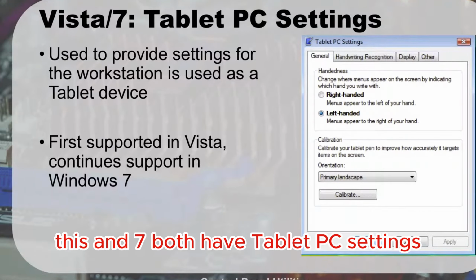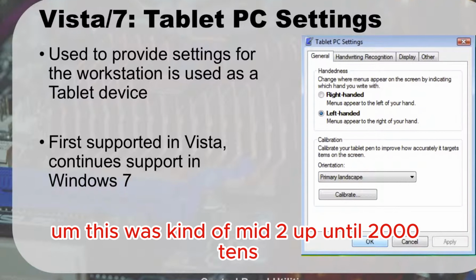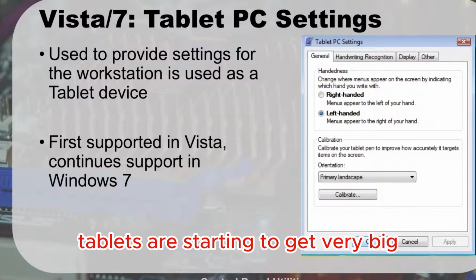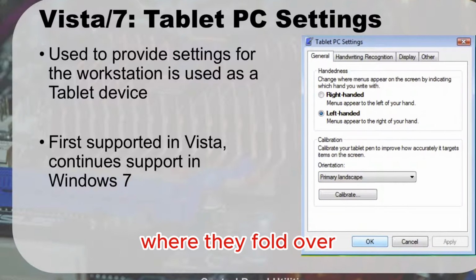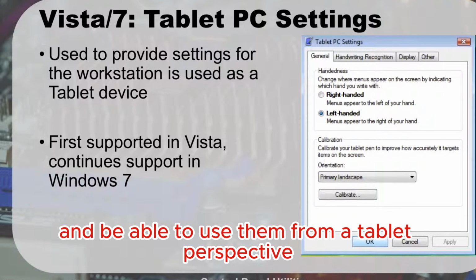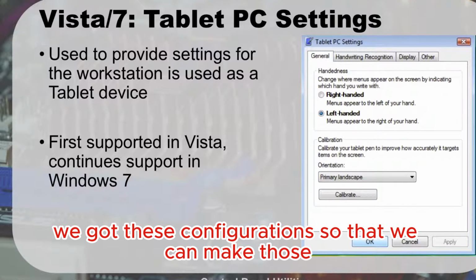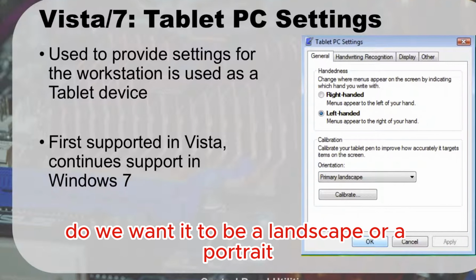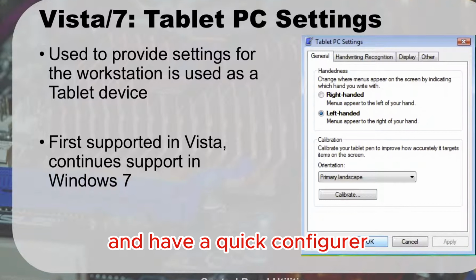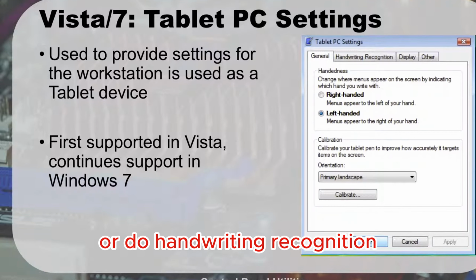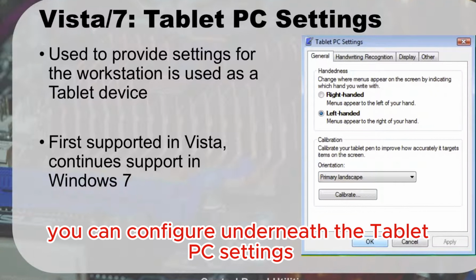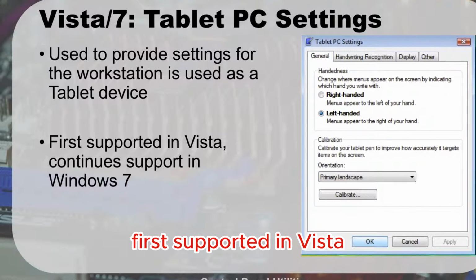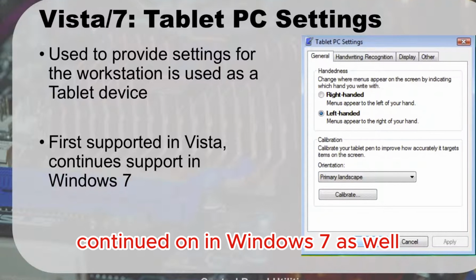Vista and 7 both have tablet PC settings. This was kind of mid-2000s up until the 2010s. Tablets were starting to get very big. A lot of the laptops had these things where they'd fold over and they'd have a touchscreen display and you'd use them from a tablet perspective. So we got these configurations so that we can make those changes, whether we were right-handed or left-handed. Do we want it to be landscape or portrait when we went into tablet mode? And how could we configure it or do handwriting recognition? These are all different settings you can configure underneath the tablet PC settings, first supported in Vista and continued on in Windows 7 as well.